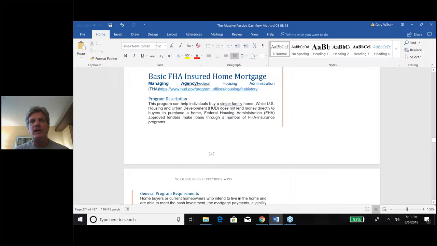5%. There were even times we could put down as little as 3% and then finance the other 97%. And you can do that for anything that included up to 4 units, okay?